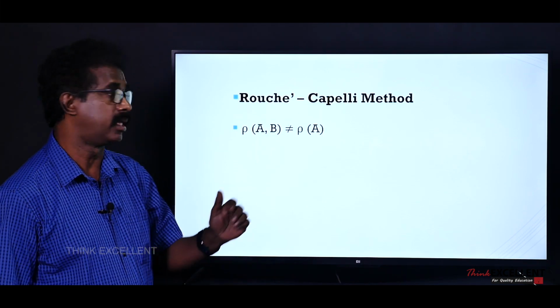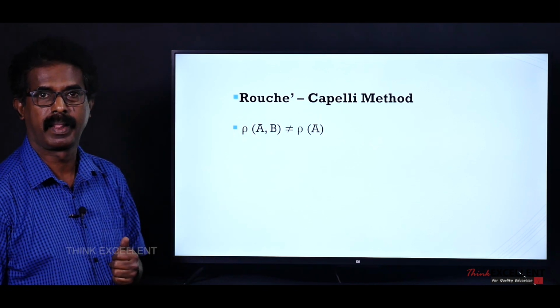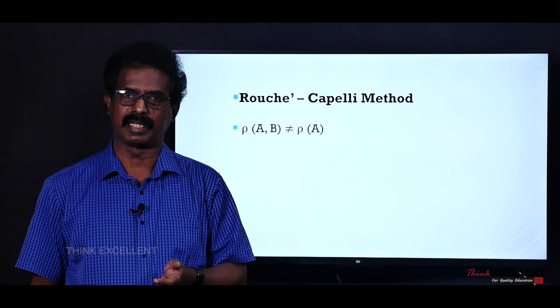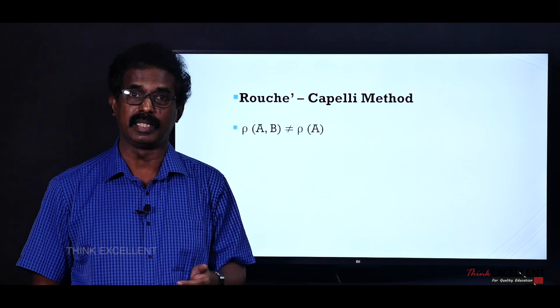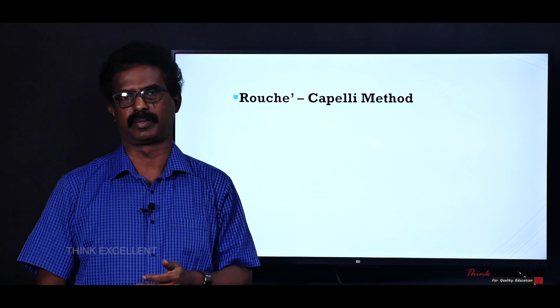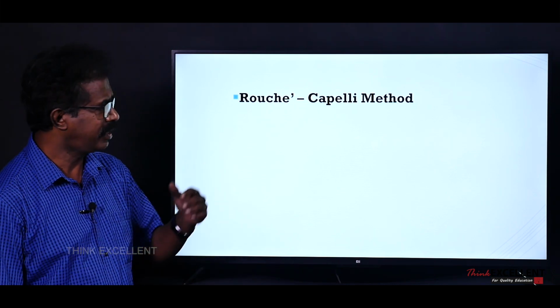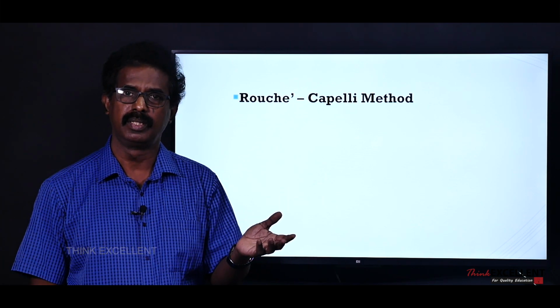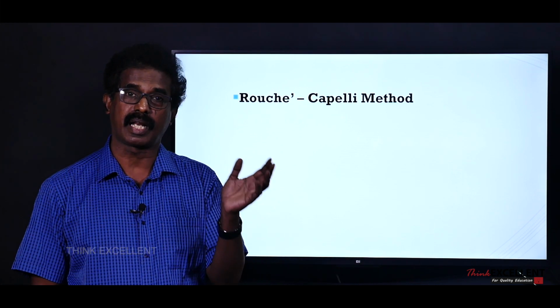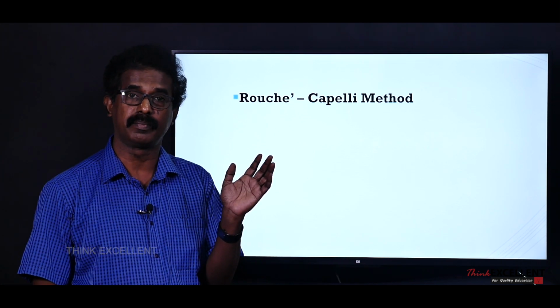Rouché-Capelli's method is what we follow here. You know the augmented matrix, right? Just now we studied, [A|B] is called the augmented matrix. How to check? You write the augmented matrix [A|B]. From that you can find the rank of [A|B] and the rank of A.